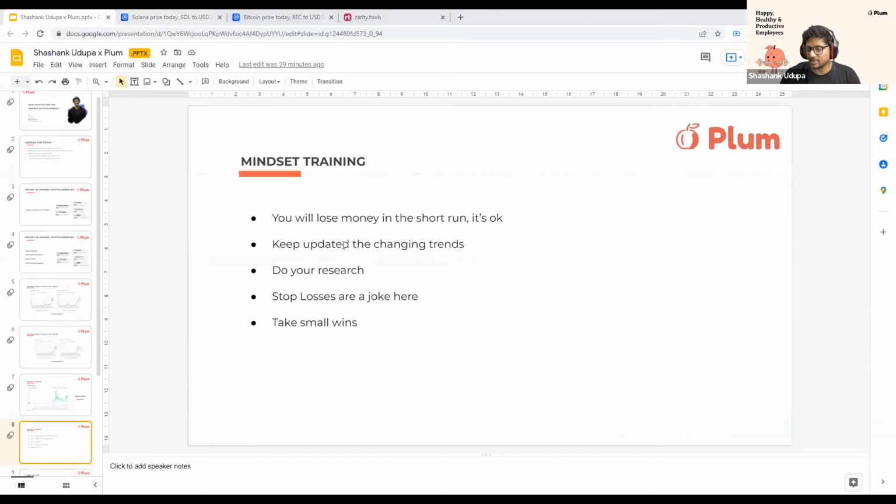You have to update yourself with the changing trend. So for example, Decentraland, Metaverse, Sandbox, all of them rallied, a massive rally, right? Do your own research before investing in any of this, because you need to do a lot of research. And I'll tell you what are the different things you need to do research on.